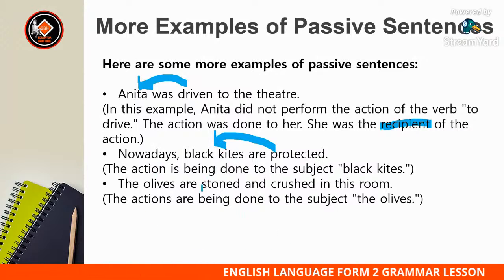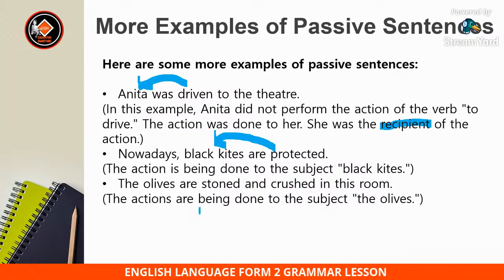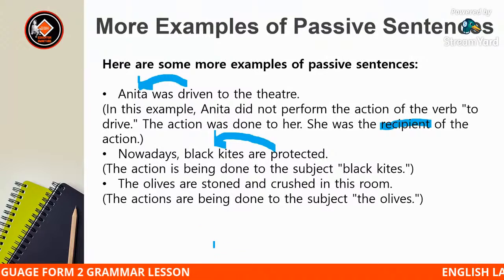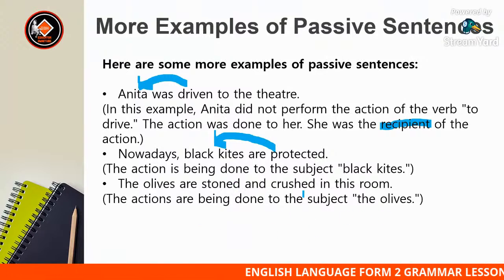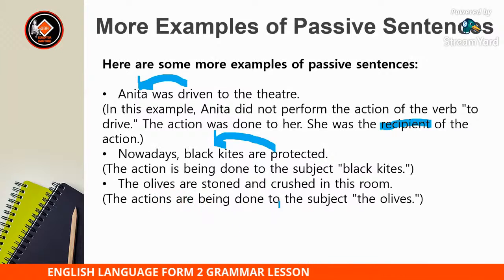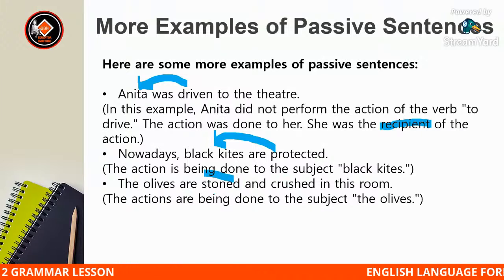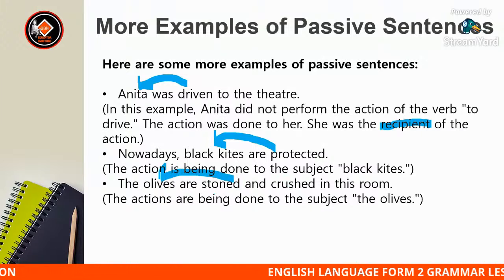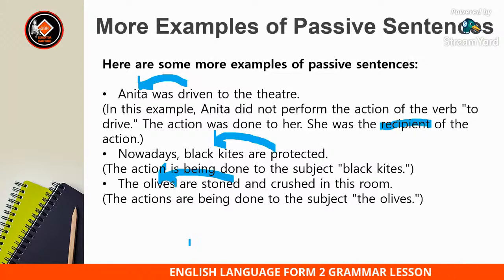Okay. The olives are stoned and crushed in the room. Stone means you take the olive and then you stone the olive and then you crush it. Okay, so because maybe you want to get the olive oil. So the action is being done to the subject, the olive. So stone and crush. Okay, these actions are done to the olives. So these are more examples.